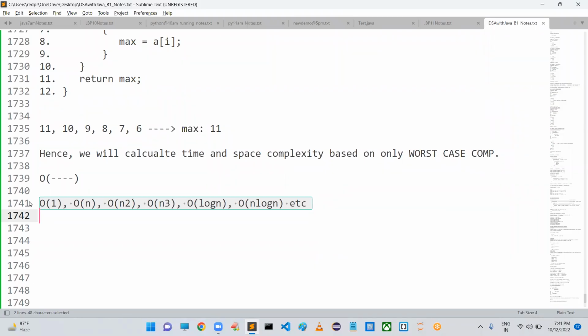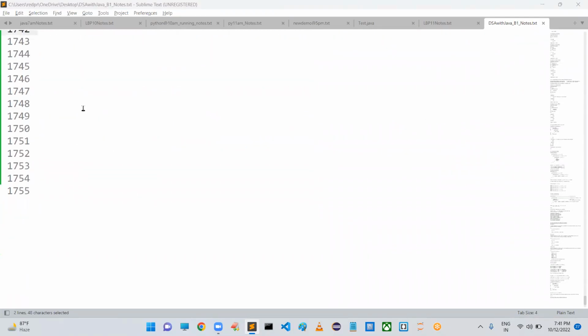Now the next concept we have here is asymptotic notations. It is a very important topic, but sorry to say, it is a completely theory concept. So the people who hate mathematics may have a different experience with this. Asymptotic notations.